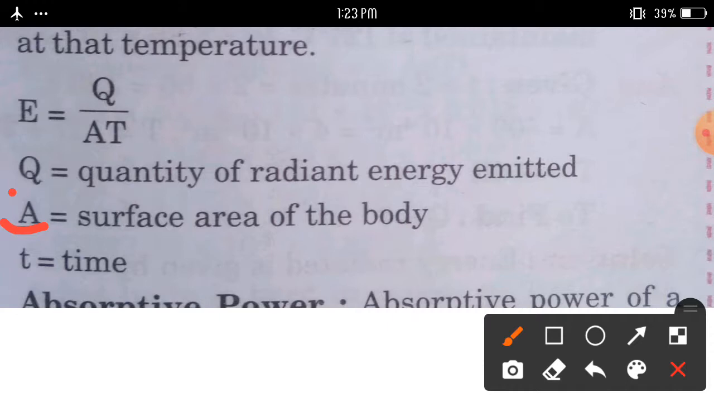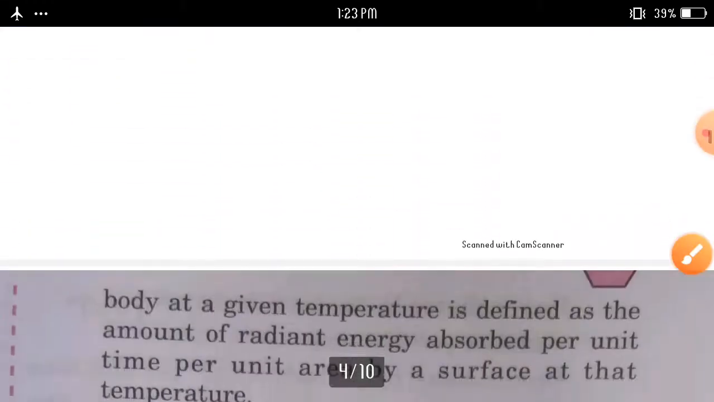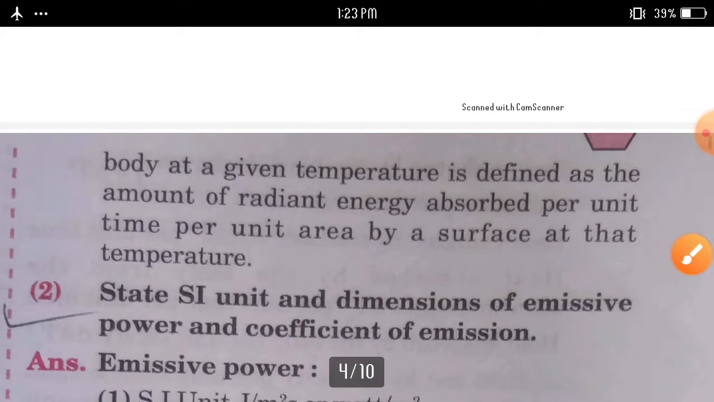Next one is absorptive power. Absorptive power of a body at a given temperature is defined as the amount of radiated energy absorbed per unit time per unit area by the surface at a constant temperature.